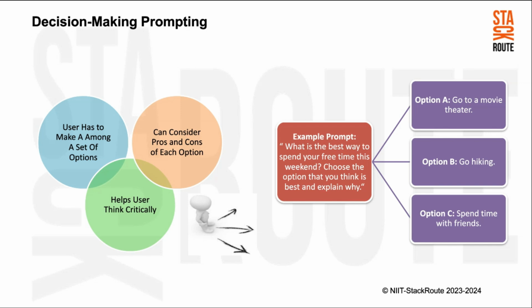For example, a decision making prompt can be: what is the best way to spend your free time this weekend? Option A: go to a movie theater. Option B: go hiking. Option C: spend time with friends. Choose the option that you think is best and explain why. So, the user's response can help them clarify their values and priorities, and the AI model can provide additional insights and suggestions based on the user's decision.